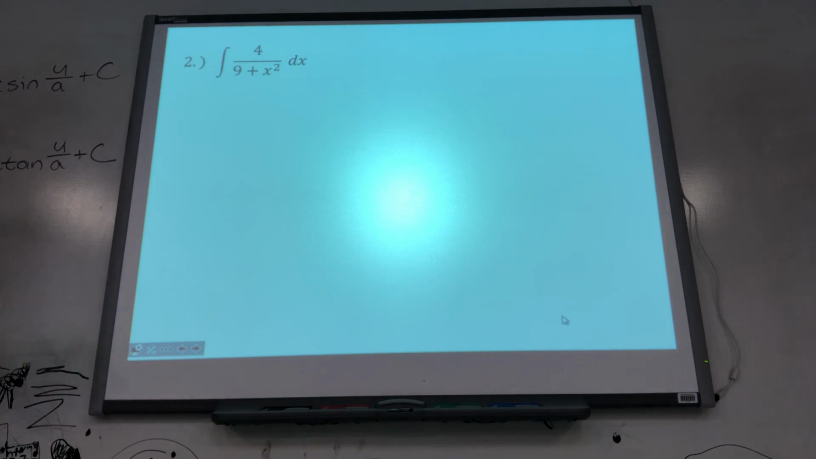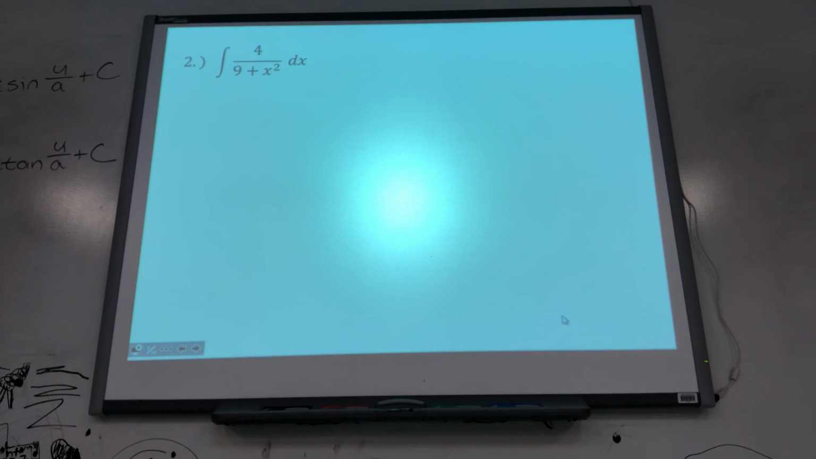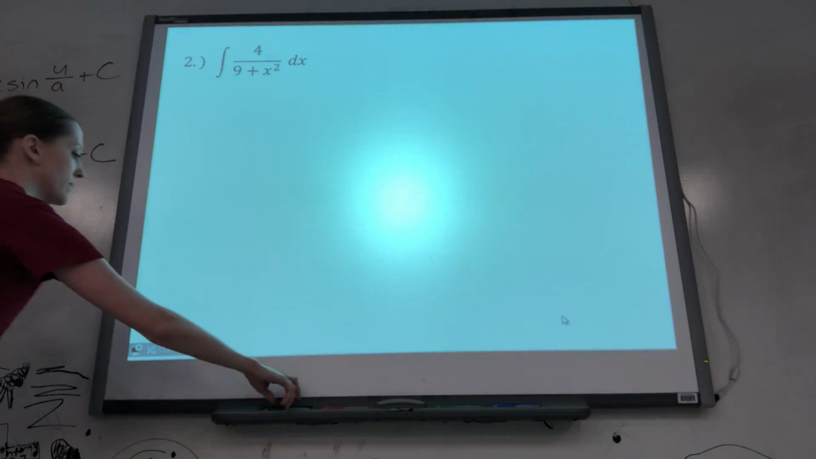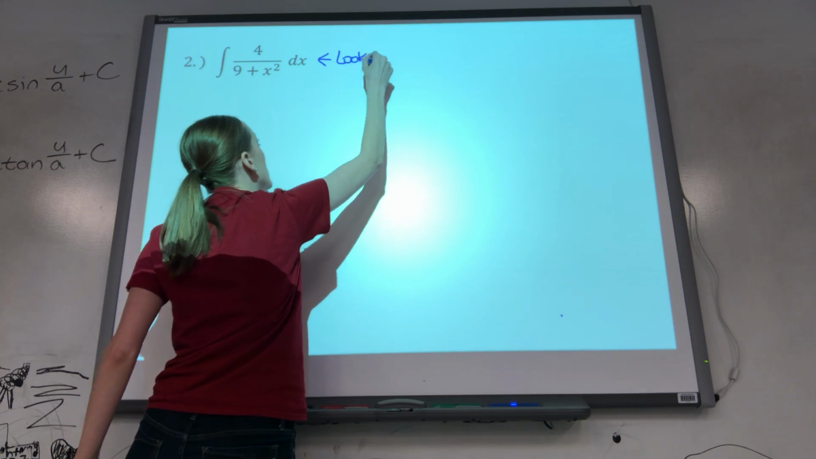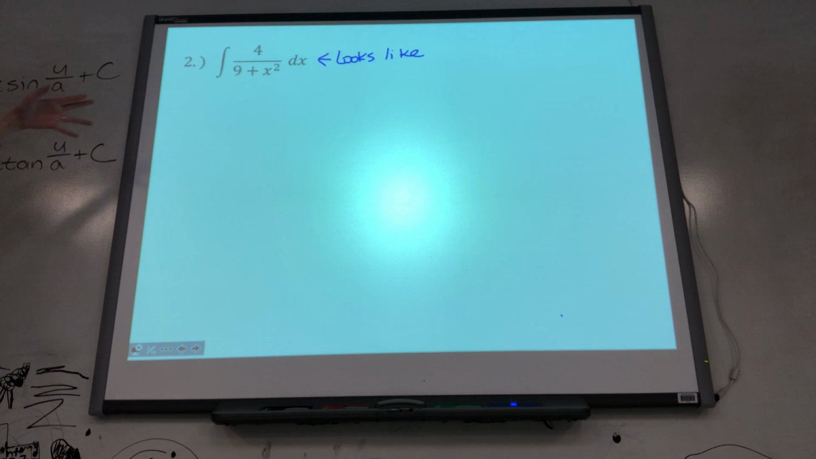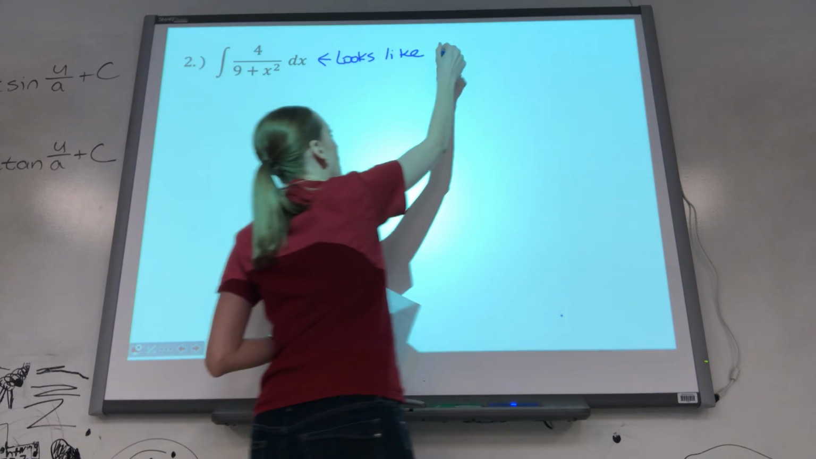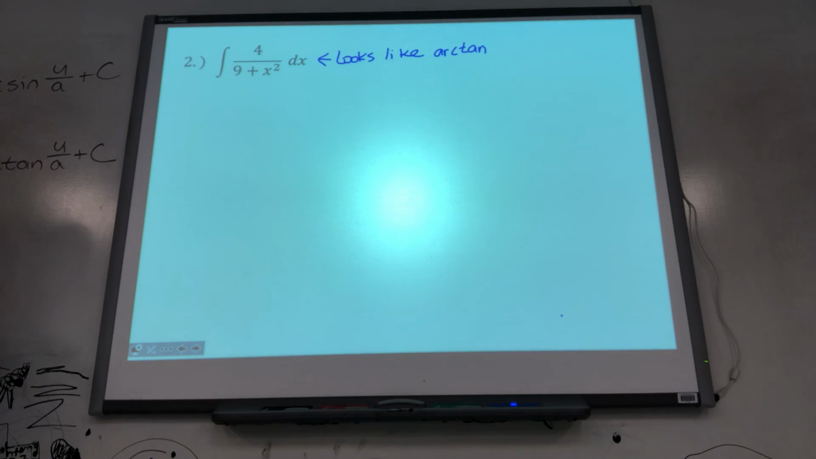That might require a little bit more work. Example 2, we're integrating 4 over 9 plus x squared dx. This time the dx is out to the side. So, looks like I've got no square root on bottom and a plus sign. So it's looking like arctan. I know I'm going to integrate it using arctan.